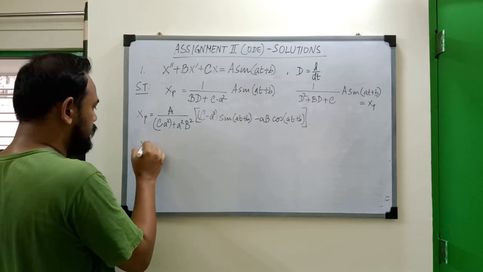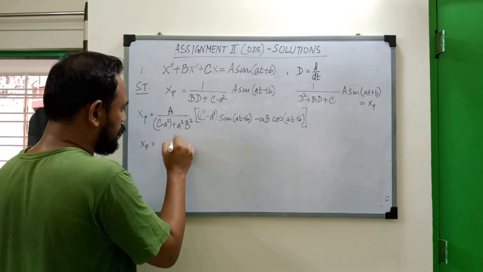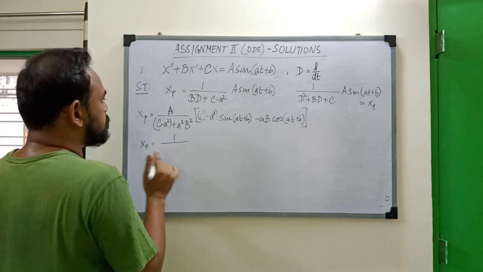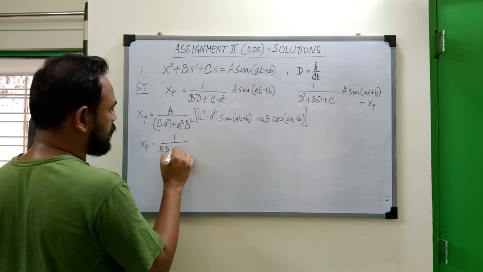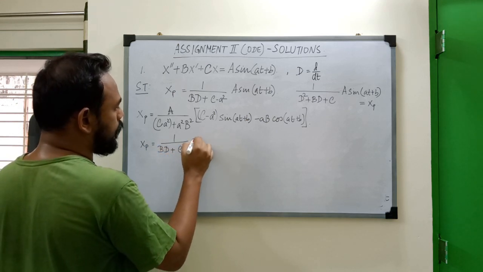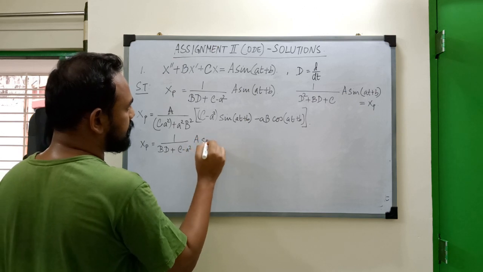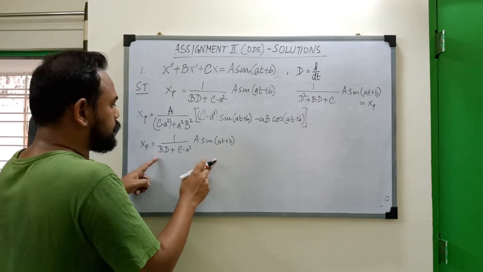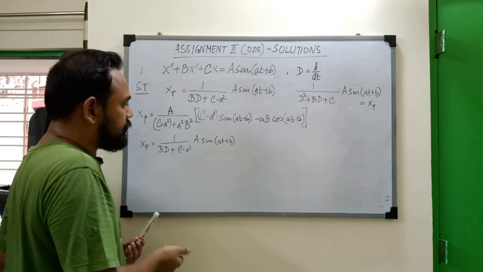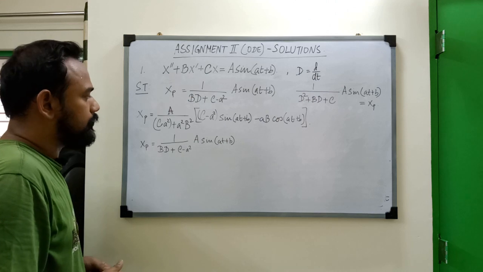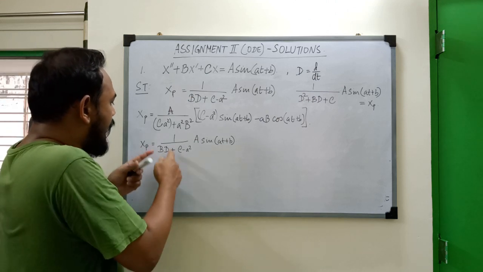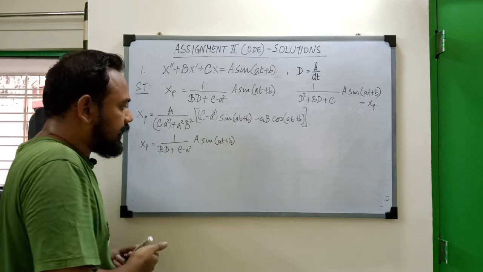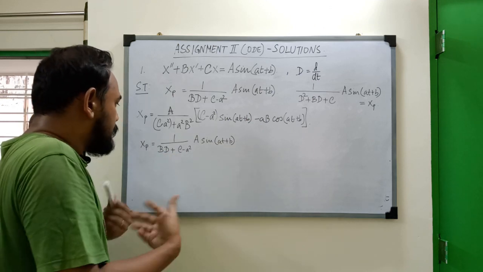So let's just do it. Let's just use the same trick. 1 over, so xp is bD plus c minus a square sine at plus b. This is what we have just shown. Now, how do you solve it further? I want to use the same trick that I have found. That is, if I had a D square here, I could just replace it by minus a square. I want to use the same trick.